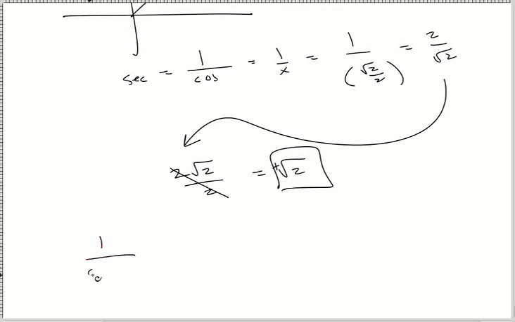1 divided by cosine of 675 in your calculator. Make sure you're in degree mode. I am not. I need to change my mode. So 1 divided by cosine of 675, enter, and I got 1.4142. That is not on my list.